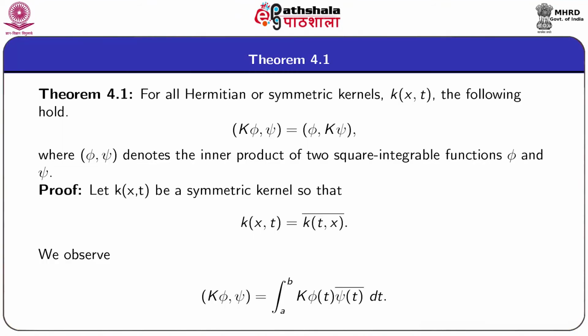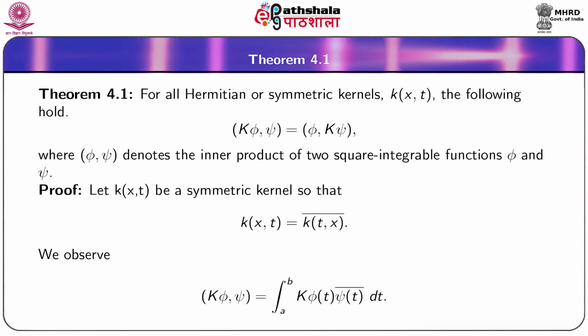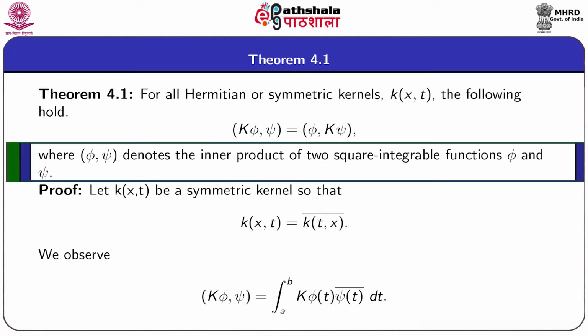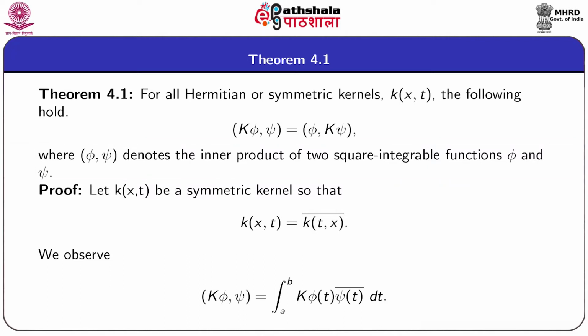Now we come to theorem 4.1. It states that for all Hermitian or symmetric kernels k(x,t), the following property holds: the inner product of K phi and psi is equal to the inner product of phi and K psi, where capital K is an integral operator, and phi and psi are square integrable functions. Now we prove this result. Let k(x,t) be a symmetric kernel. That means k(x,t) is equal to k bar (t,x).